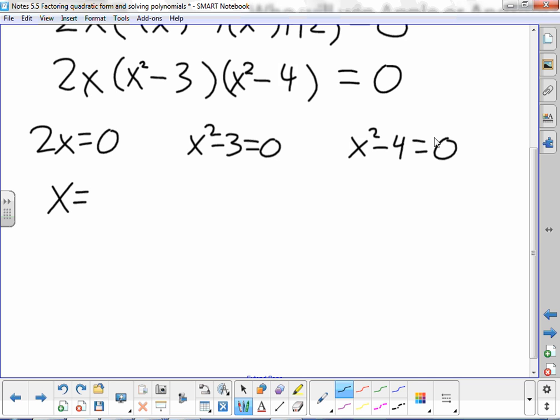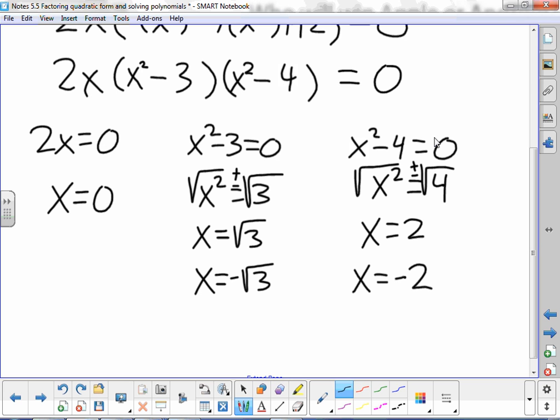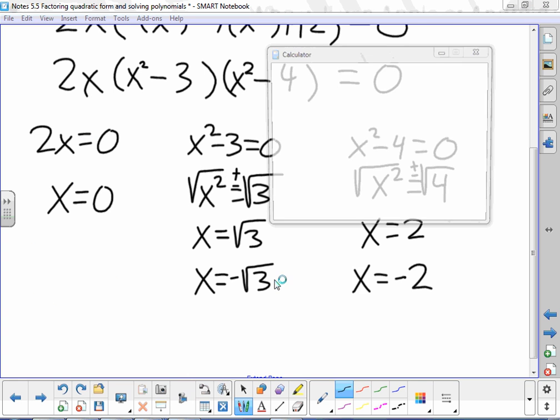So this is x equals 0. This is x squared equals 3. Square root both sides, so x equals plus or minus the square root of 3, positive square root of 3 and negative square root of 3. And last one is x squared equals 4, square root both sides, that's a plus or minus. So x equals 2 and x equals negative 2. 5 roots.